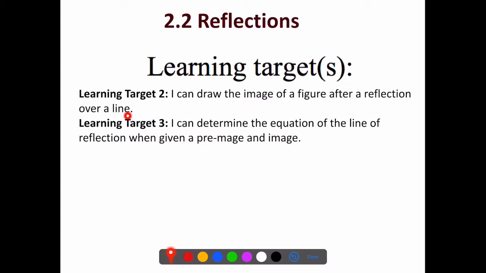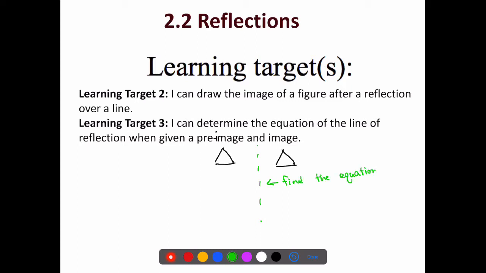Then our second learning target is I can determine the equation of the line of reflection when given a pre-image and image. This should be pre-image right here. So given that we have a pre-image, two figures, and we see that they reflected over a line, we need to actually find this equation. And we're going to be finding the equation in slope-intercept form.